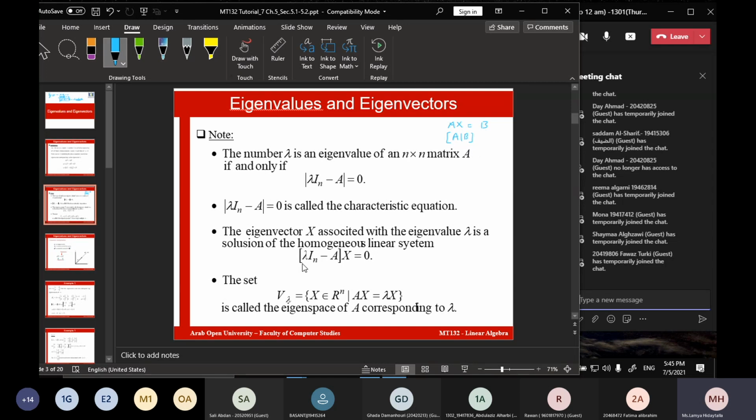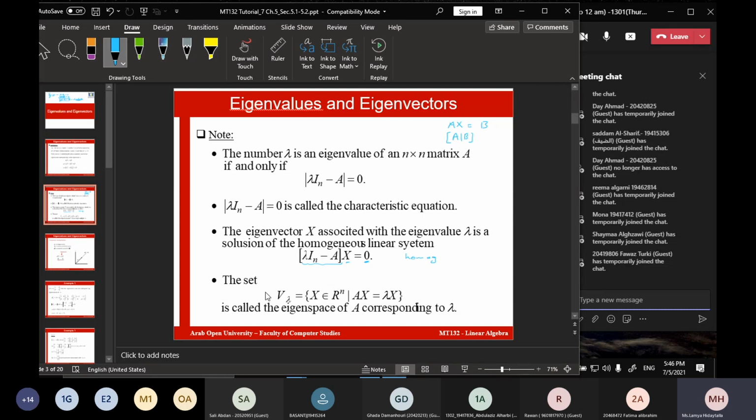So it's the same now. This is your new A, and this is the vector x, and the b is zero, so it is a homogeneous system. And the homogeneous system always has a solution, either a unique solution or infinitely many solutions. A solution should always exist. Clear? Because it's a homogeneous system.